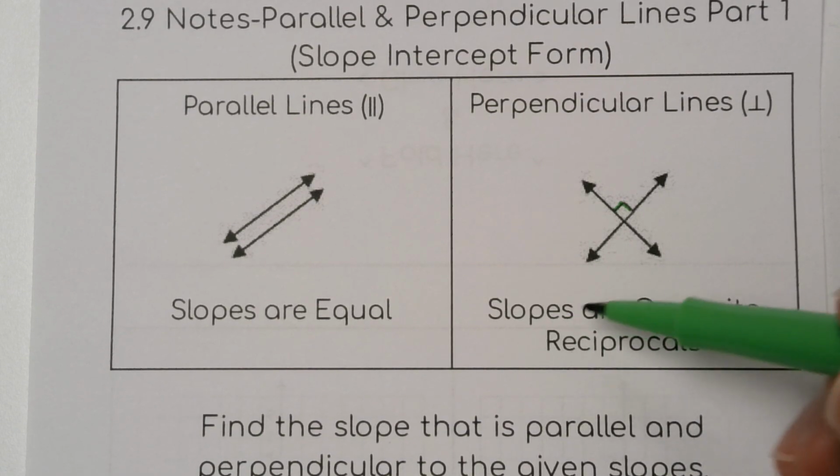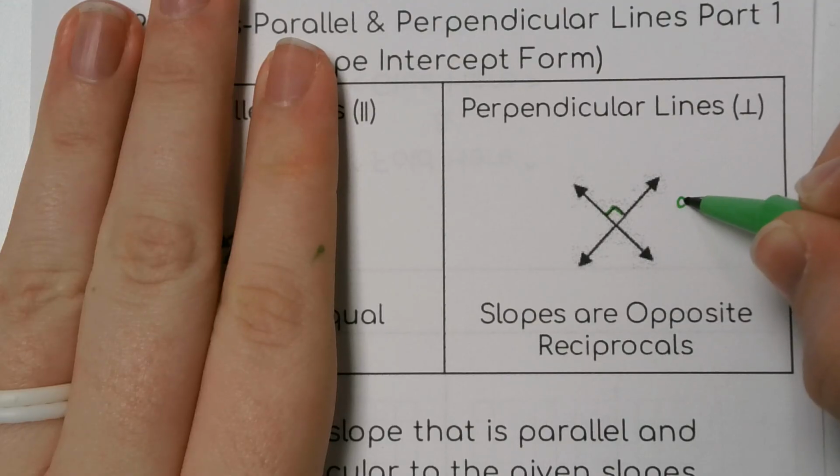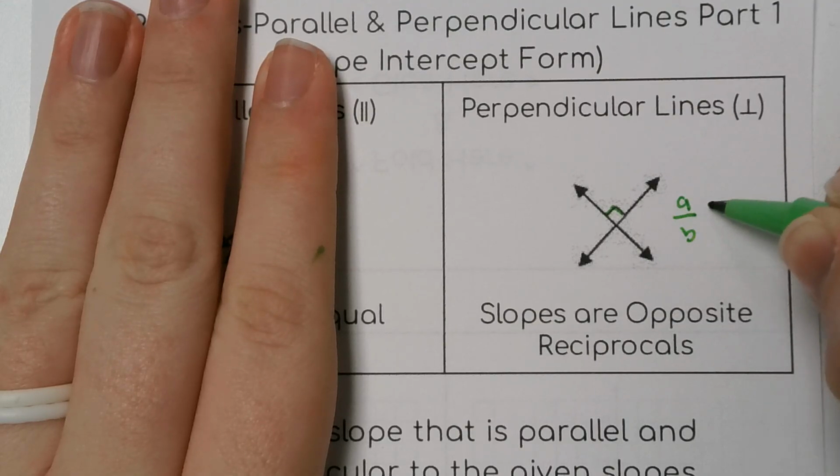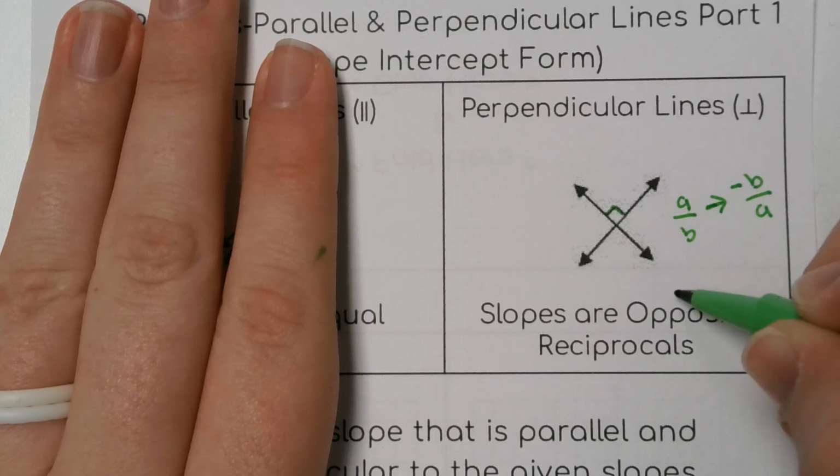Awesome. So their slopes are opposite reciprocals. That means if we have slope A over B, that becomes negative B over A. The opposite part is the sign. So opposite signs, and you flip the fraction.